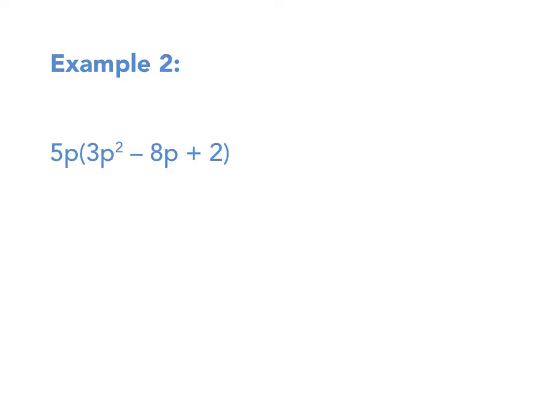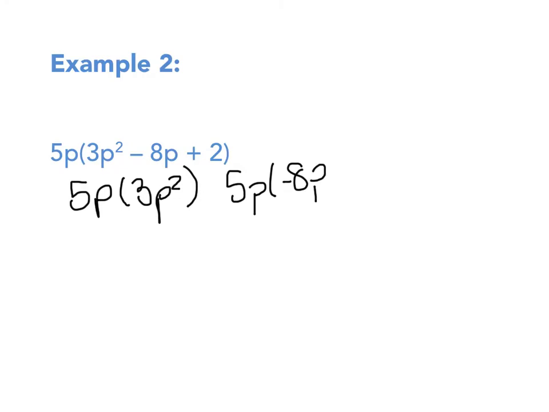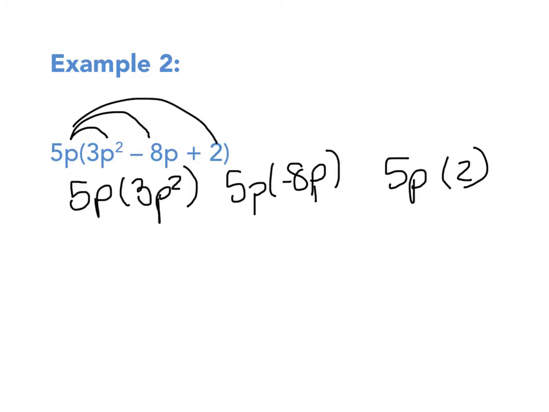Here we have a monomial multiplied by a trinomial. So we're going to do the exact same thing we did with our monomial by binomial, except there's just one extra term to multiply by. So we have 5p times 3p squared. Then we have 5p times negative 8p. And then we have 5p times 2. So we got to make sure that we multiply by each term in the parentheses.